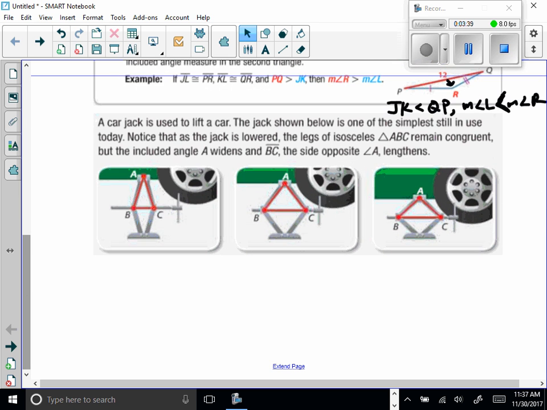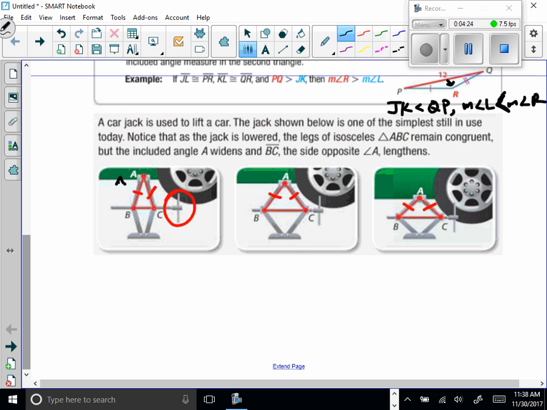At the bottom here, we have just a little example of a real thing that you might see in real life. We have a car jack, and this particular one is made so that if you spin this bolt here, it's going to either close in points B and C or spread them apart. But AB and AC will always be the same. Those lengths aren't changing, but we're just changing the width of B to C. And so as we do that, the angle is greater.